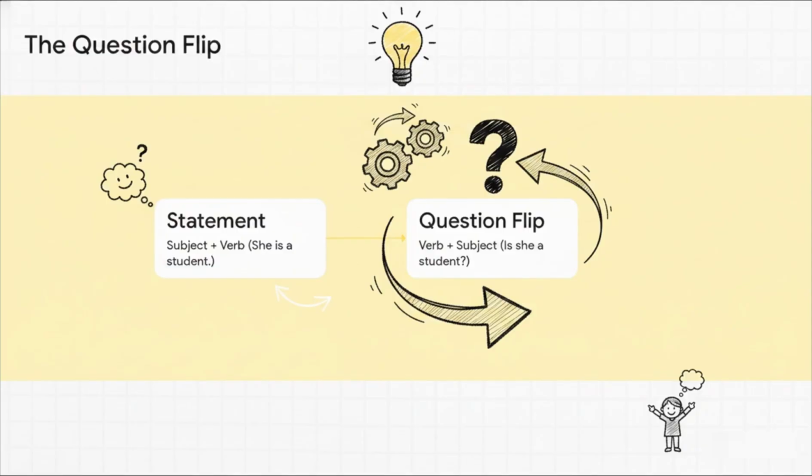You simply swap the positions of the subject and the verb. So she is mechanically flips to become is she? Is she a student? This inversion is literally the entire secret to question building. You grab the verb and you just yank it right to the front.